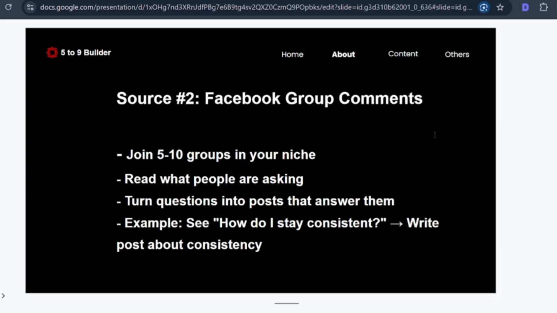And then you get them to interact with your content. Okay, so Facebook group comments, there are so many content ideas coming from there. You understand? You read what people are asking, you turn questions into posts, then you answer them. Okay, so this is how you get content to post on Facebook groups.